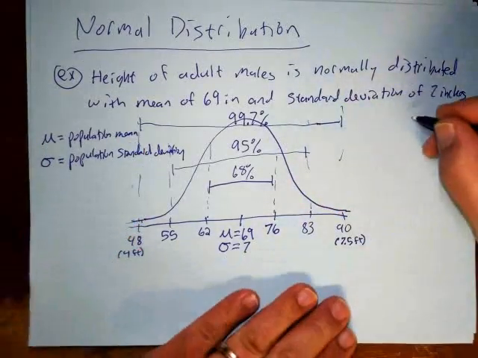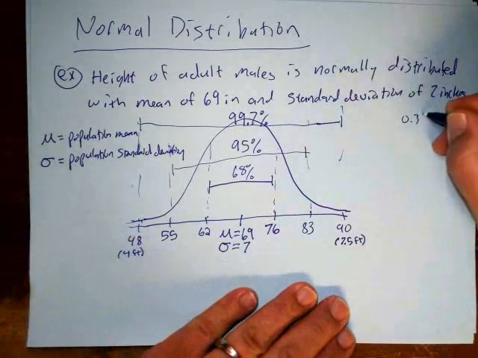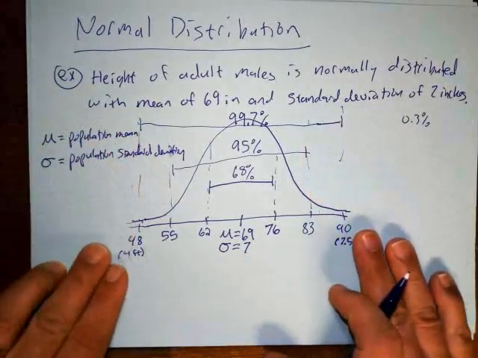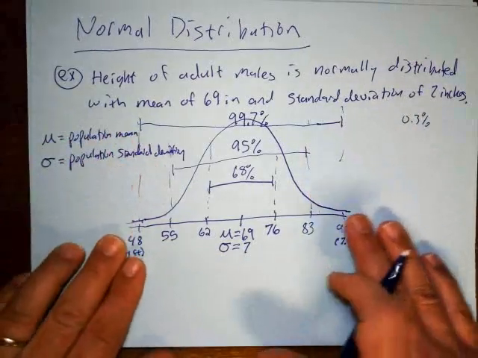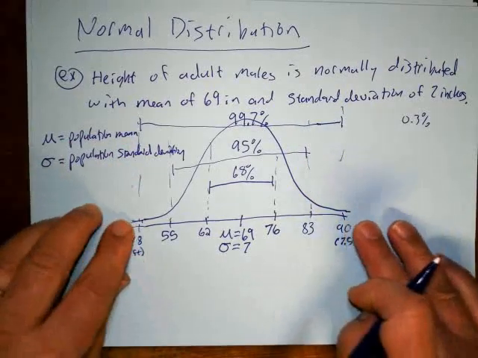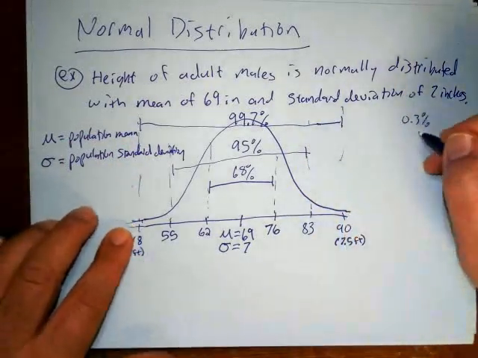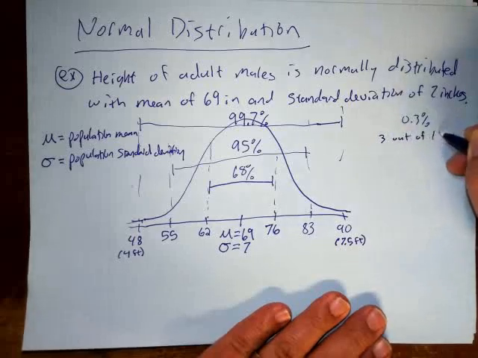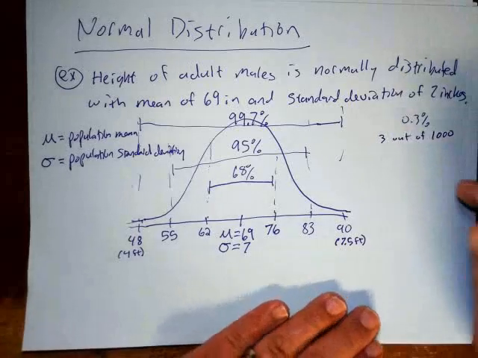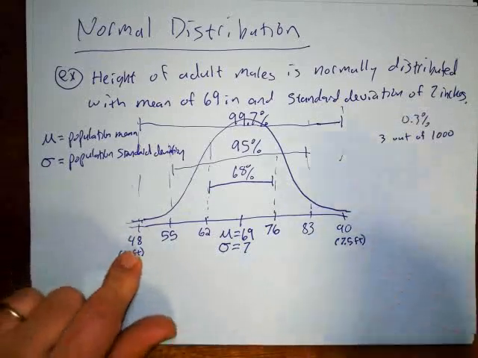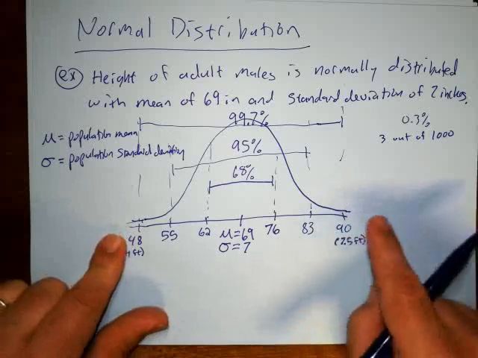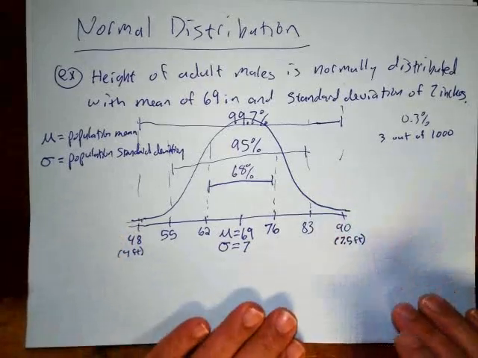There's only 3/10 of 1% that would lie outside of that, below 3 standard deviations or above 3 standard deviations, this little bit. And 3/10 of 1% is actually 3 out of 1,000. I would say that's about right. If I took a sample of 1,000 people, maybe there'd be about 3 people that are either shorter than 4 feet or taller than 7.5 feet.